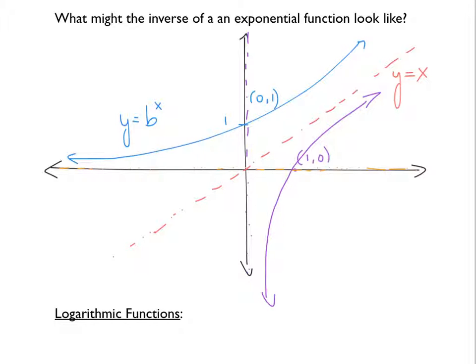So as the inverse of this function, we know that the x and y coordinates flip, and so in the equation they flip as well. So this is x is equal to b to the power of y, which is equivalent to y is equal to the log base b of x.